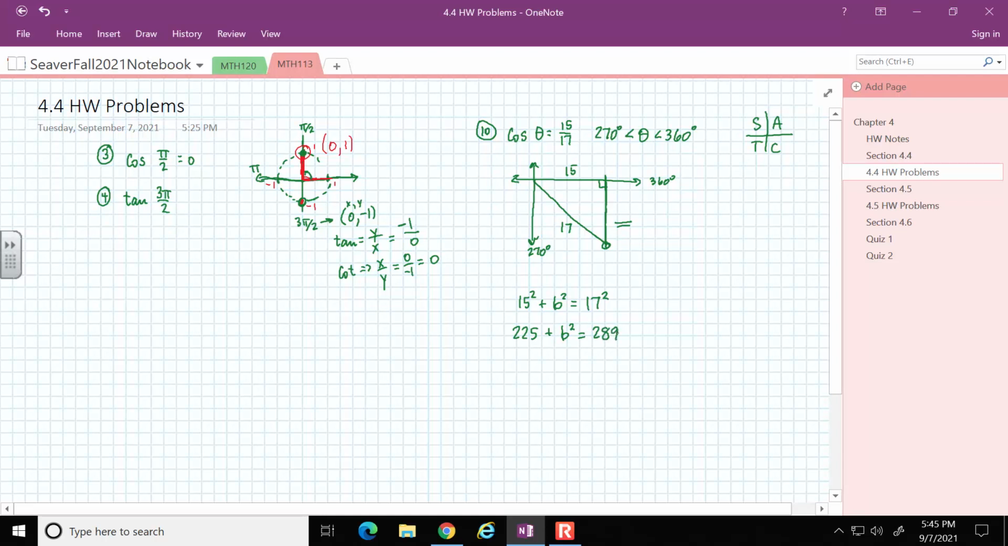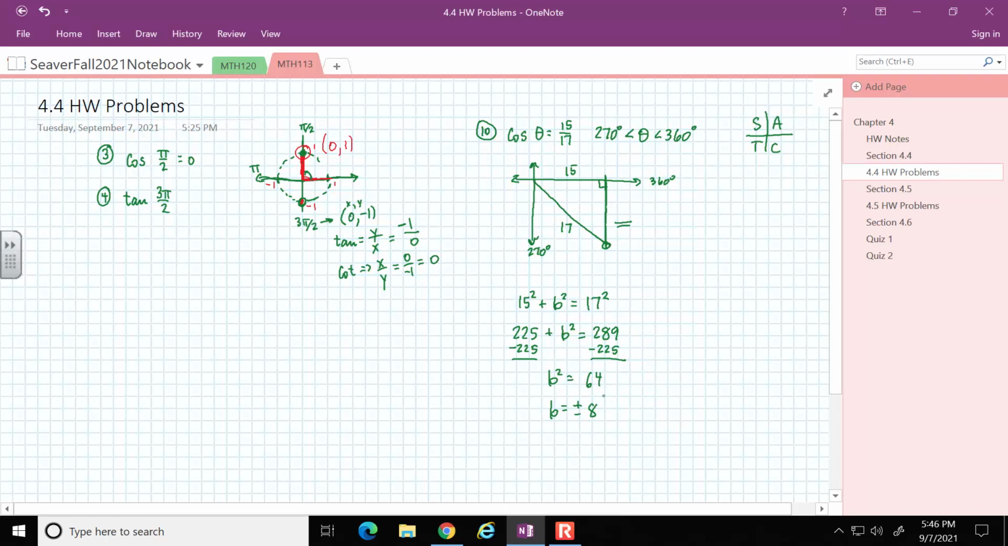Okay, so 225 plus b squared equals 289. So we'll subtract 225 from both sides. And that's going to give us b squared equals, let's see, 9 minus 5 is 4, 8 minus 2 is 6. So b squared equals 64. Well, that's good. I'm going to get b equals then plus or minus 8. If you take the square root of both sides, that's what we get.